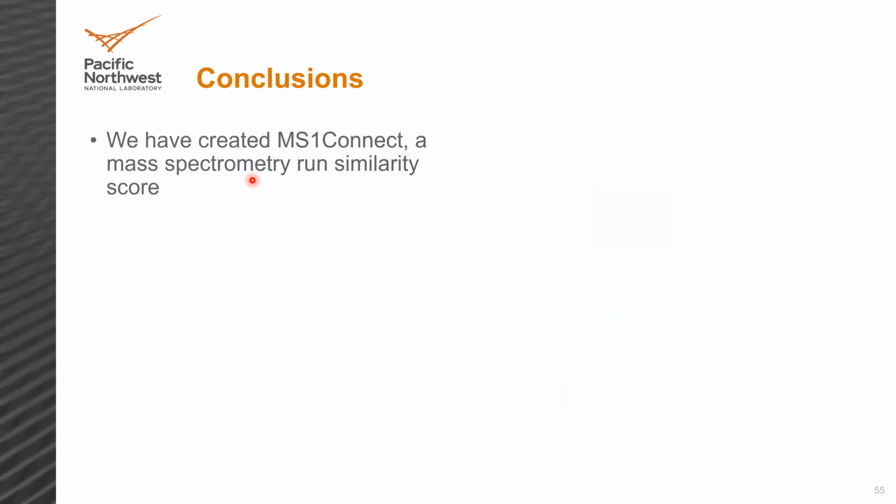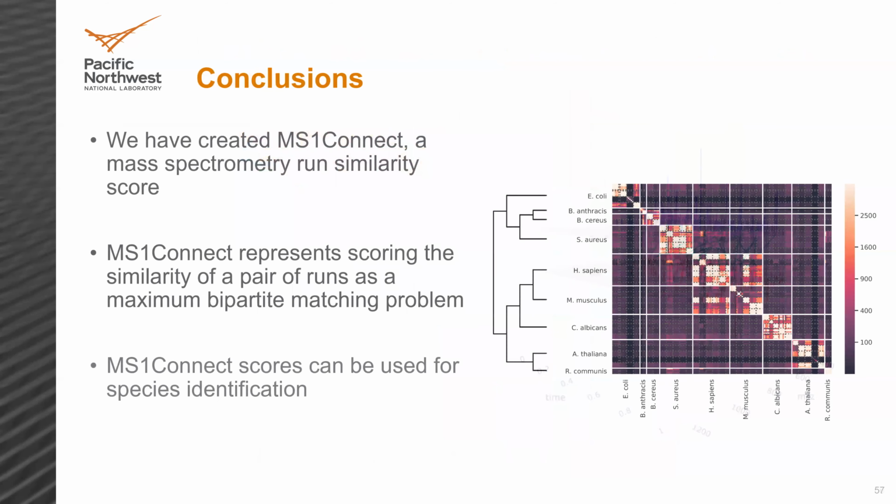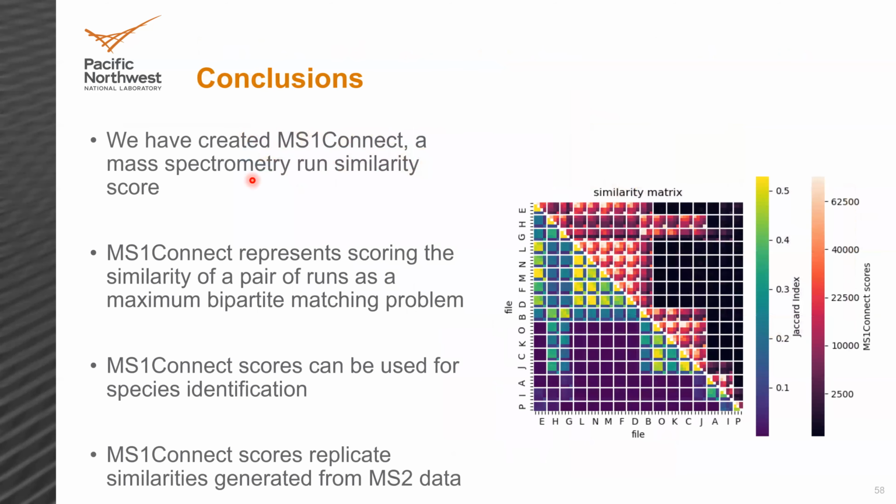So today I've talked about MS1Connect, a mass spectrometry run similarity score. I've talked about how MS1Connect represents scoring the similarity of a pair of runs as a maximum bipartite graph matching problem. I've shown you how MS1Connect scores are successfully used for species identification and outperform our baselines. And I've also shown you how MS1Connect scores replicate similarities generated from MS2 data.